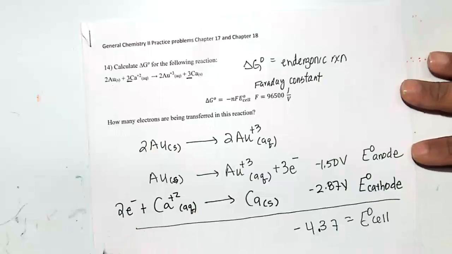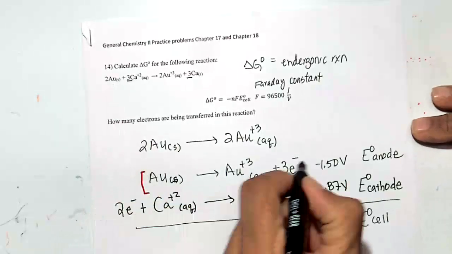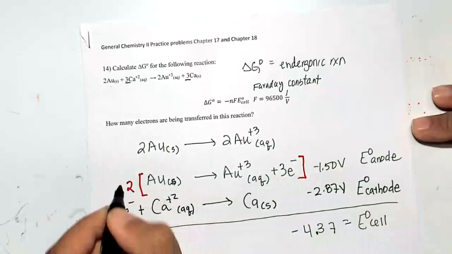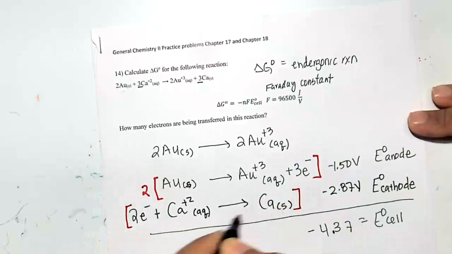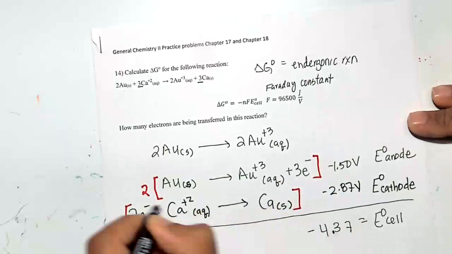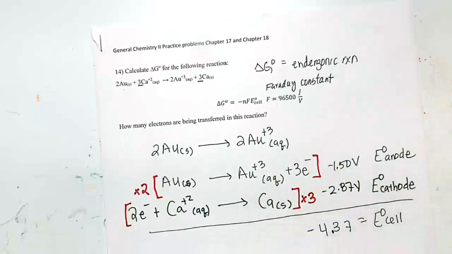And our net reaction is, okay, we're going to multiply this one by 2. And we're going to multiply the bottom one by what number? So how many electrons are being transferred here? This is a 6 electron transfer reaction.